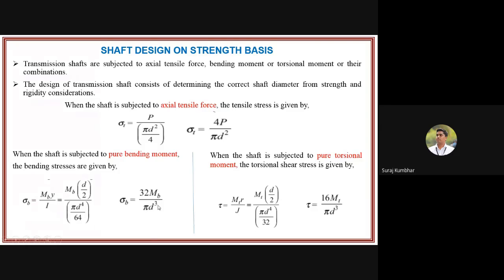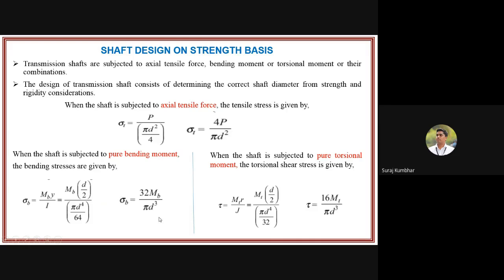If you compare these two formulas, sigma b is equal to 32 Mb by pi d cube and tau is equal to 16 Mt by pi d cube. The only difference is that here it is 32 Mb and here it is 16 Mt. Here is the torsional moment, here is the bending moment. The denominator is the same, that is pi d cube. So you just have to remember this formula to find the bending stress and the torsional shear stress: 32 Mb by pi d cube, 16 Mt by pi d cube.